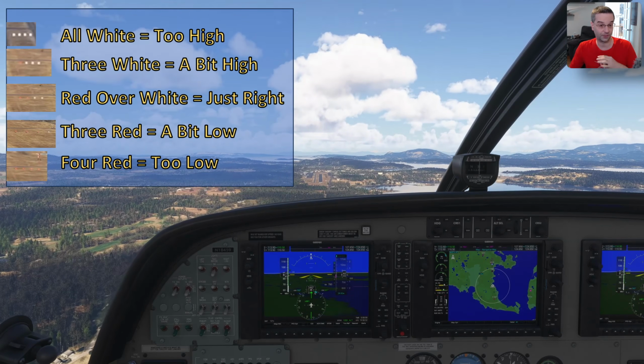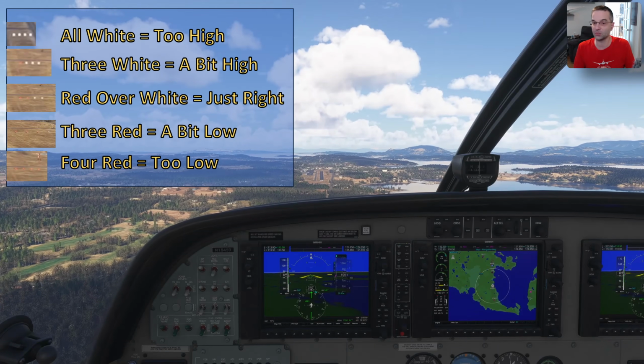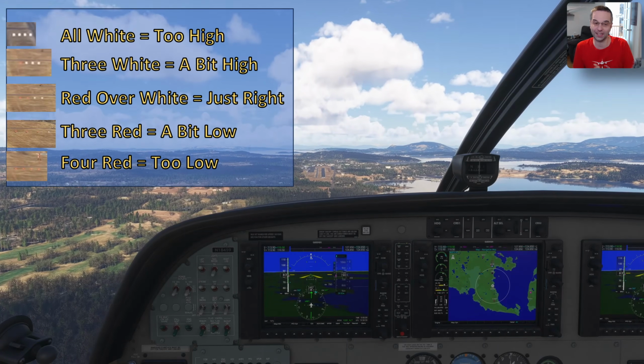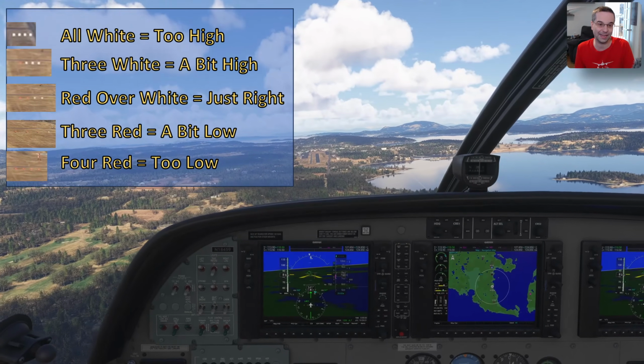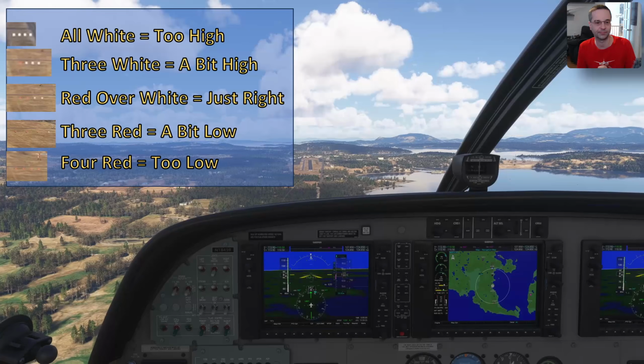3 red or 3 white lights means that you're just a bit too low or too high, but when it goes to 4 reds or 4 whites, you're getting well off the ideal glide path, and it's at that point that you'll need to be a bit more aggressive to catch up.